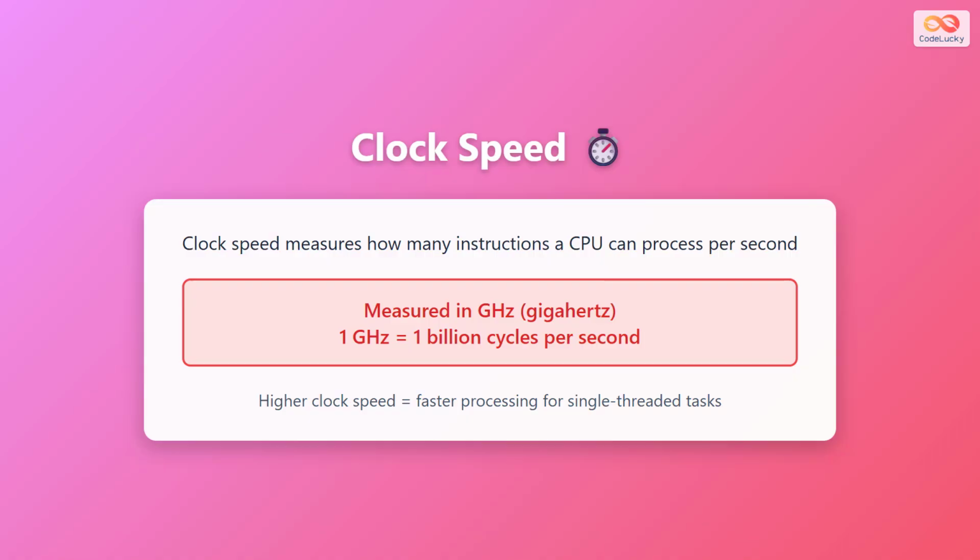Clock speed measures how many instructions a CPU can process per second. It's measured in gigahertz, abbreviated as GHz. 1 gigahertz equals 1 billion cycles per second. A higher clock speed means faster processing, especially for tasks that rely on a single core.